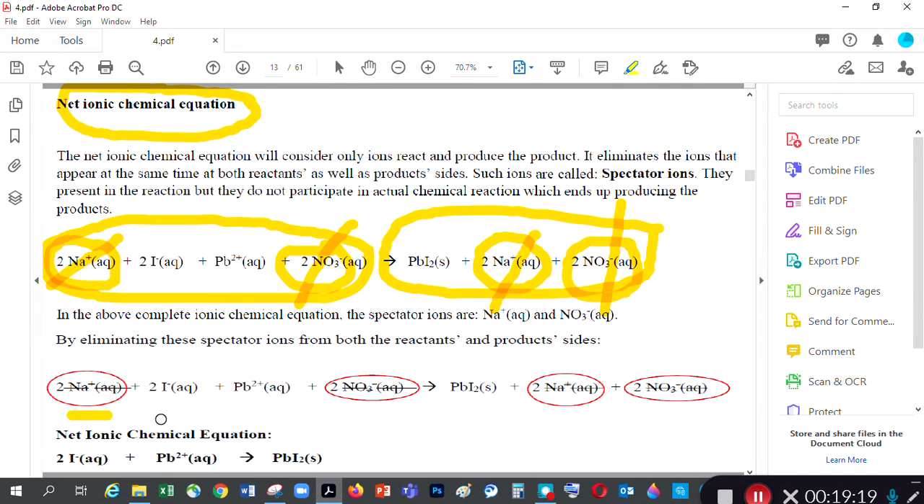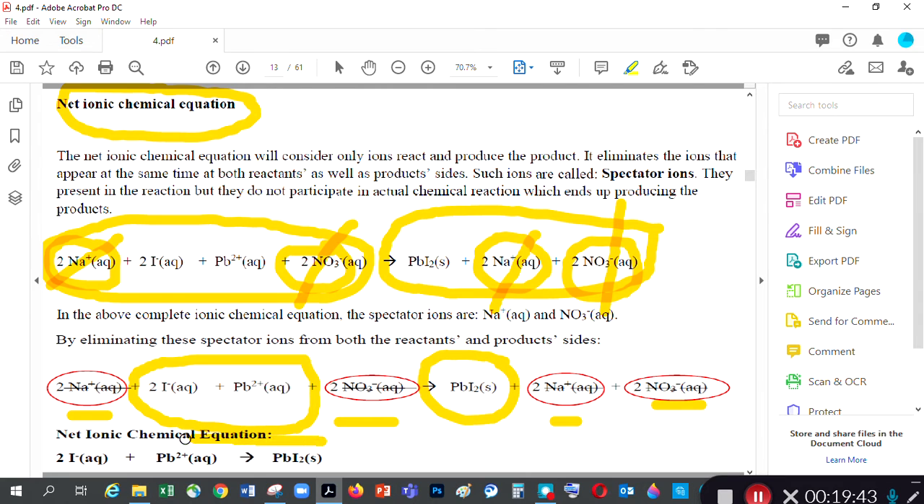Now, as you can see, that's what I did here. So those are out. Those are called spectator ions. What do spectator ions mean? They are chemically inactive. They are not involved in the real chemical reaction. The chemical reaction is whatever is left. Those are producing a product. So the net ionic chemical equation is 2 iodide anions plus lead 2 cation giving you lead iodide, solid, and this is the net chemical equation.